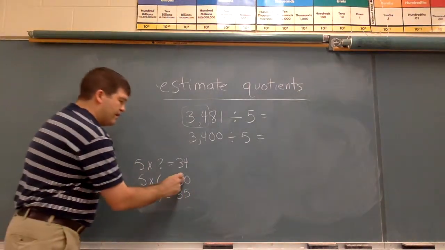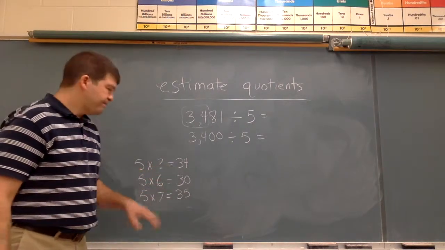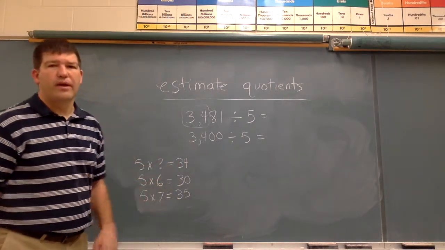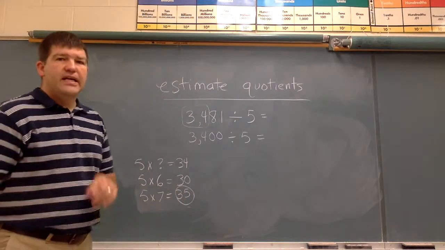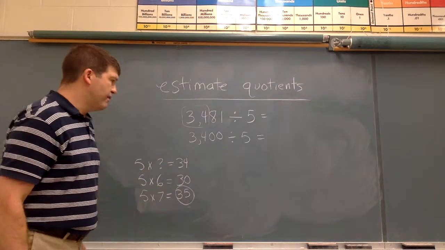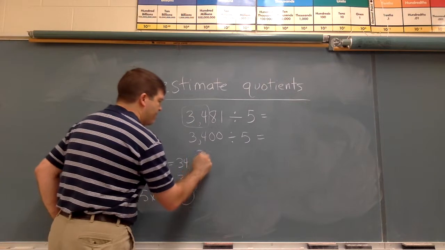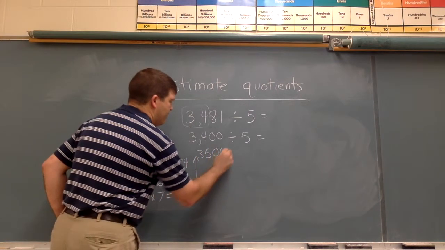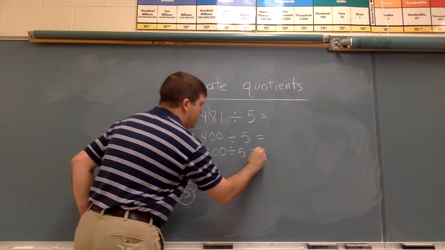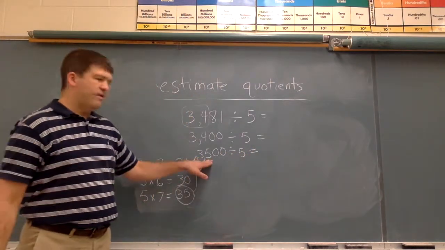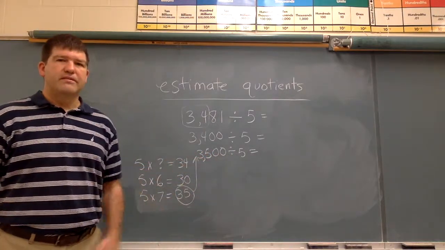So then I have to figure out which one of these is closer to 34. 30 is 4 away. 35 is just 1 away. So I know that this number right here, 35, is closest to 34. So I just take this number up here and I change my 34 to a 35 divided by 5 equals. And because I now have 35, I have an even number for 5 to go into. It makes it so much easier.